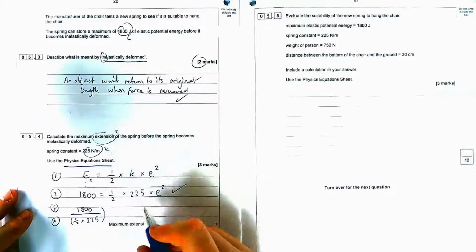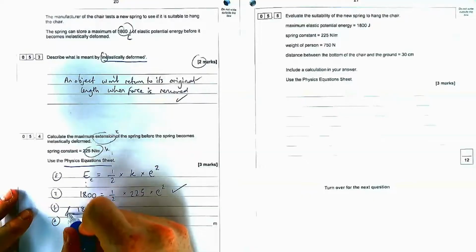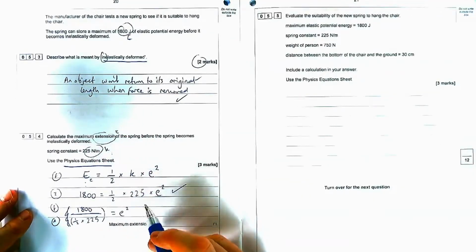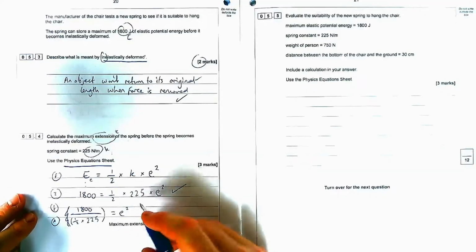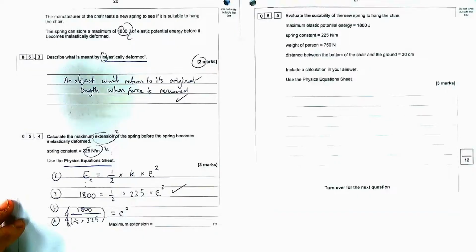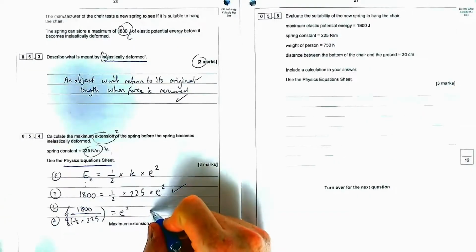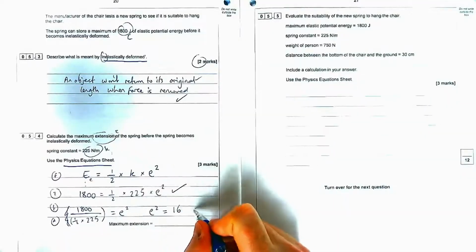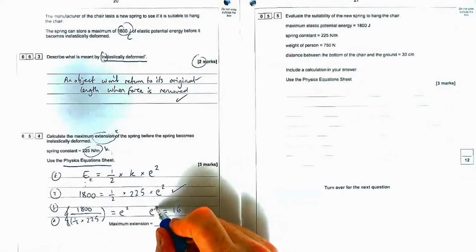So you might want to do this little sum first. So doing that part first, you'll find that e squared, if you put that into your calculator, equals 16. So therefore e is the square root of it, so it equals 4 meters. No unit conversions needed there. So please make sure you copy that from the equation sheet, you're carrying it through the squared symbol, otherwise you're going to forget to square root it at the end.